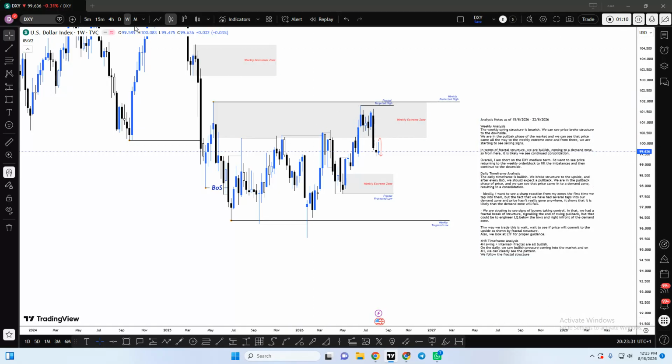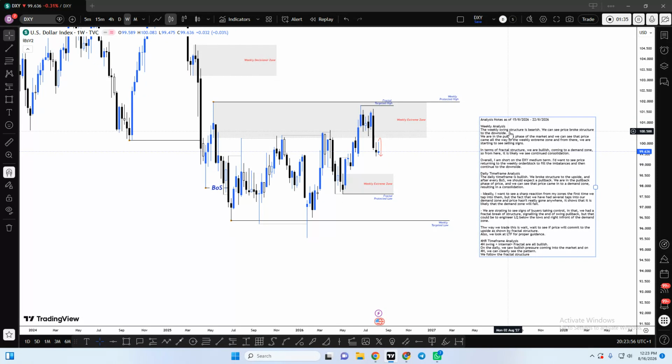So this is the weekly chart for the DXY, and you can see that on the weekly chart, the DXY is quite bearish. We broke structure right around that level, and just to make this a little bit faster, I'm gonna read through what I've written here.